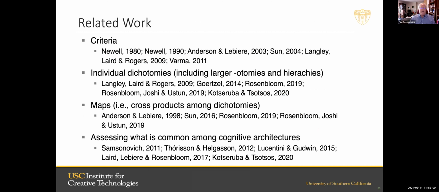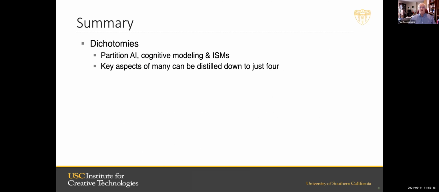Related work, you can see the kinds of sources I went to look for criteria, for other work on individual dichotomies, for maps that are cross products of them, and for prior work that's tried to assess what's common among cognitive architectures. Okay, to summarize.